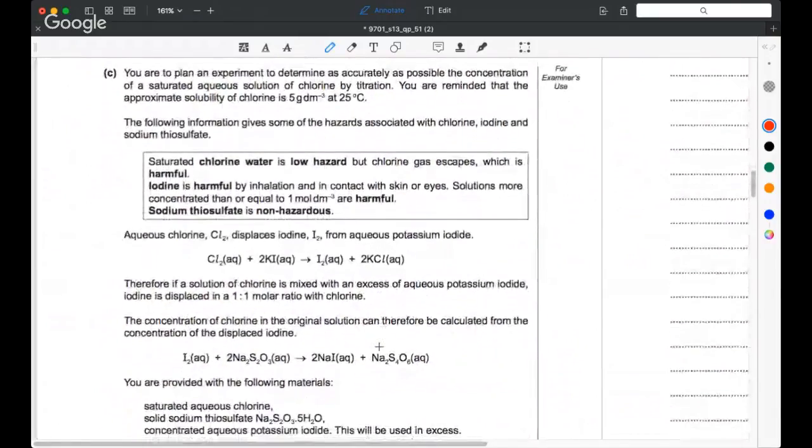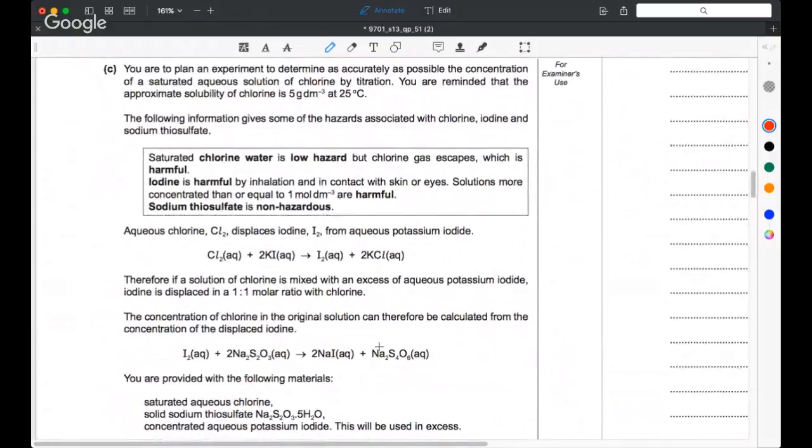Okay, so this is the sort of meat of what we want to talk about here, isn't it? You've got to plan an experiment to determine as accurately as possible the concentration of an aqueous solution of chlorine by titration. And there's a big prompt there that you've got to remember, the solubility of chlorine at 25 degrees, which is slightly higher than room temperature, as room temperature is about 18 or 19 degrees. They give you some hazards, I think that goes up later on.